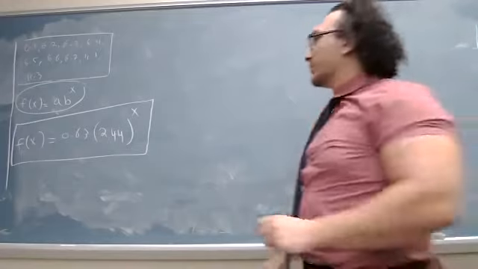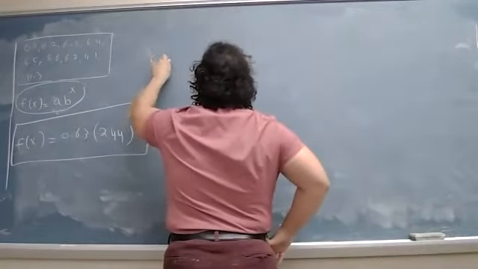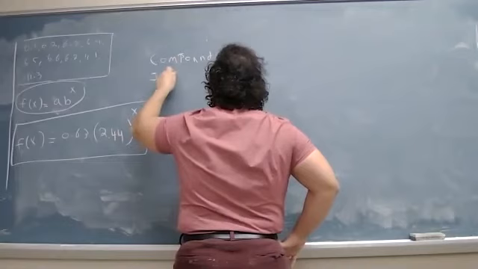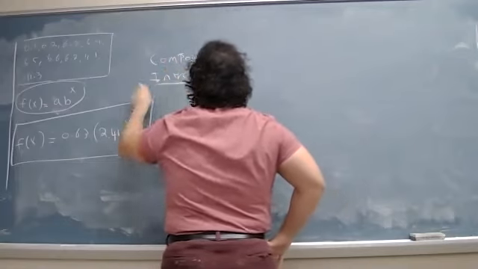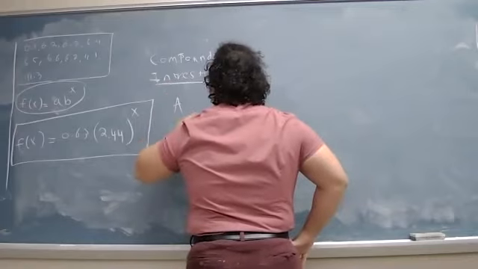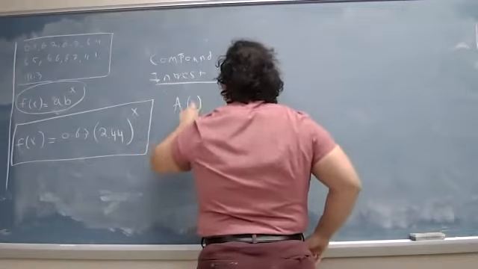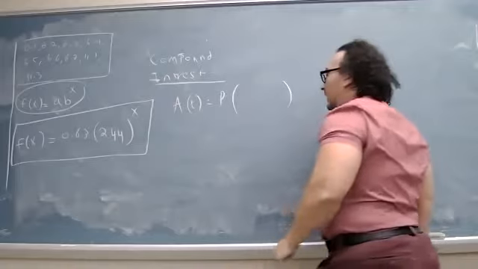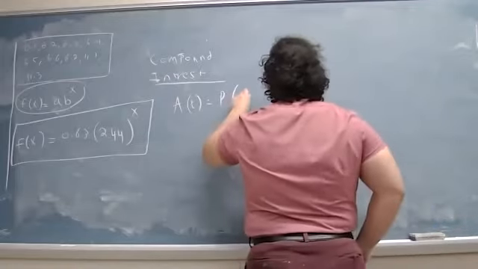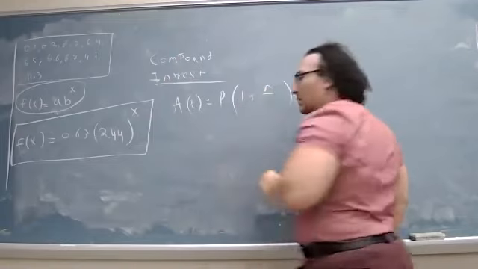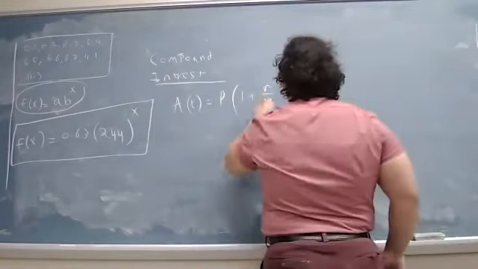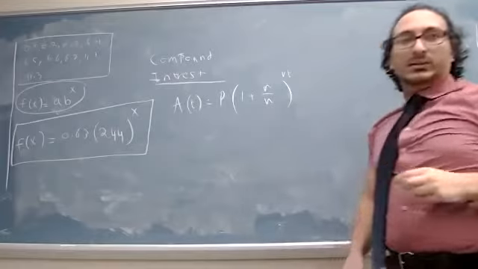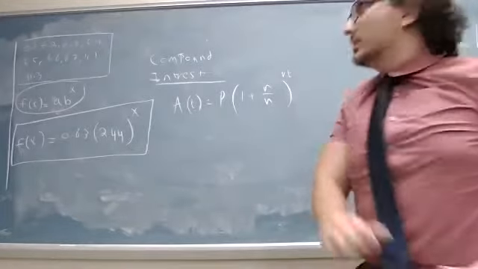Now let's talk about compound interest. The amount with respect to time is equal to the principal amount invested times 1 plus the percentage, the interest rate, divided by the amount of times compounded per year, all raised to the nt. Not times, but raised to the nt. This is nt.